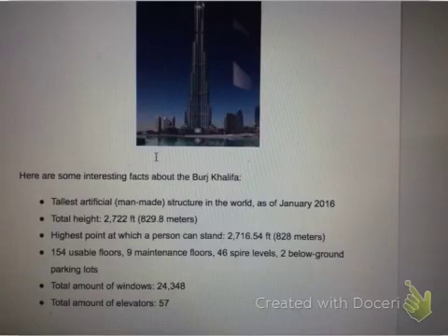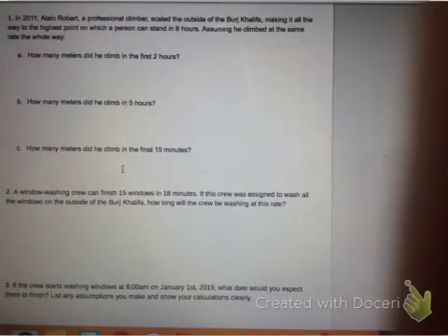Alright, for the Burj Khalifa portfolio problem, a lot of this is about looking into the information and making sure you are using the correct numbers. So the first question says, in 2011, Alan Robert, a professional climber, scaled the outside of the Burj Khalifa, making it all the way to the highest point on which a person can stand in 6 hours. Two important things. Went to the highest point a person can stand in 6 hours.